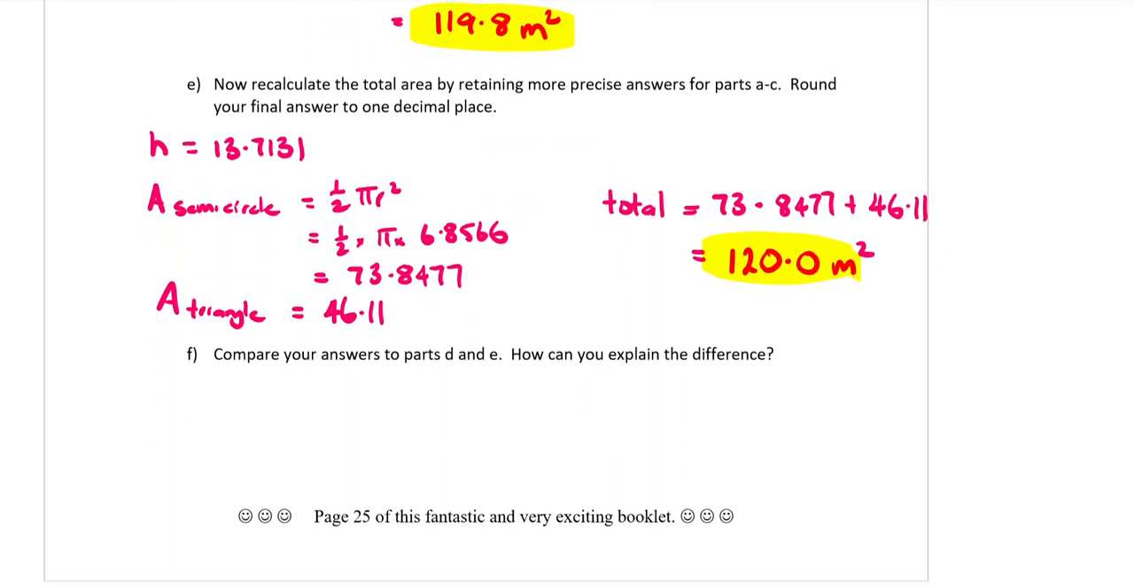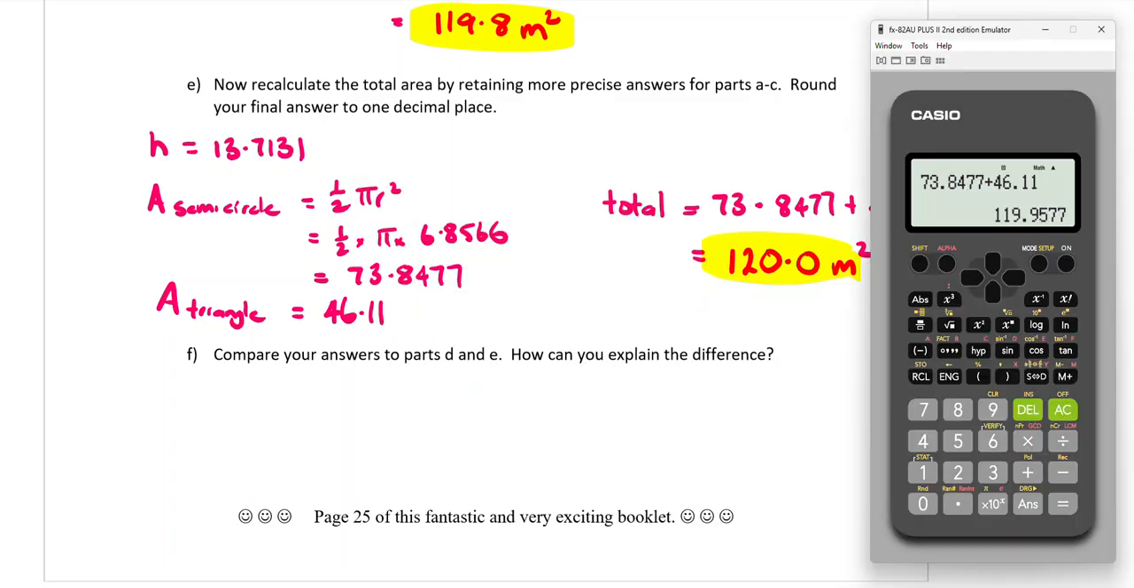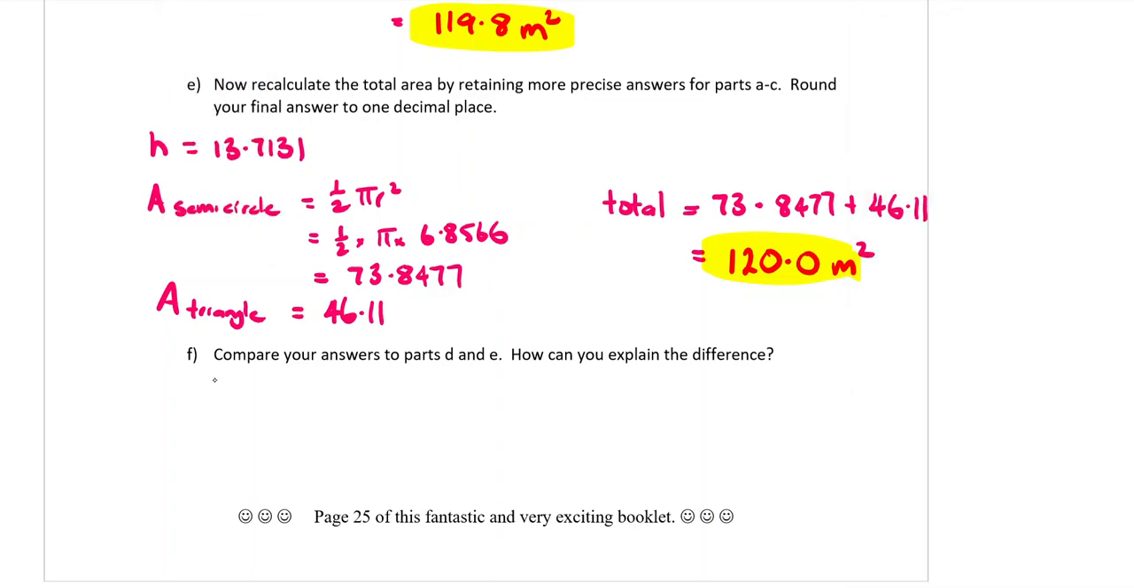Okay, part F. Compare your answers to part D and E. How can you explain the difference? So let's subtract them. We would say our 120.0 minus the 119.8 is a 0.2. So there is a 0.2 difference in the answers, and this is due to rounding errors.